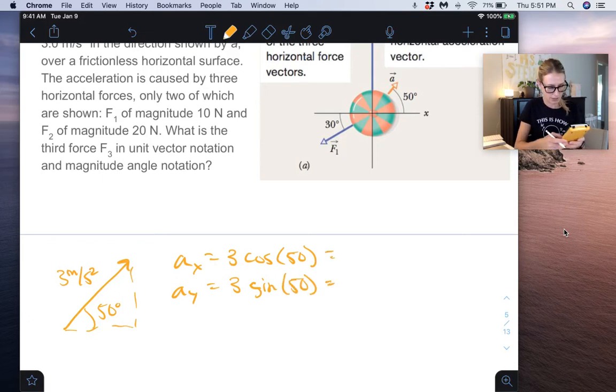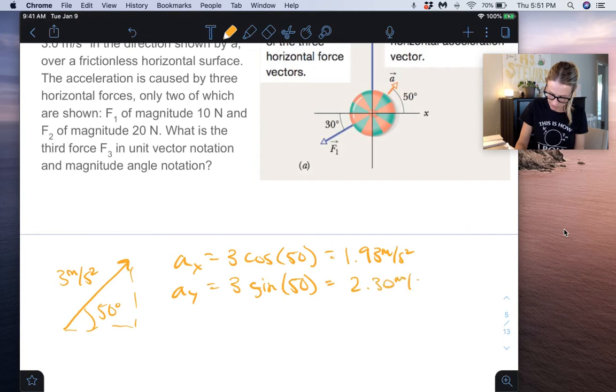So 3 times the cosine of 50 is equal to 1.93 meters per second squared. And 3 times the sine of 50 is about 2.30 meters per second squared. Okay, so there's our acceleration split up into x and y components.